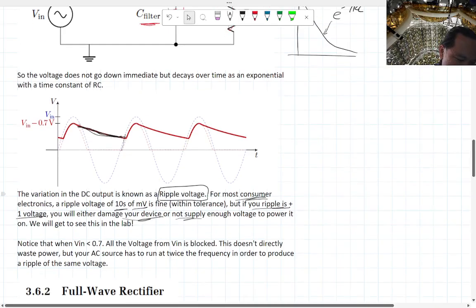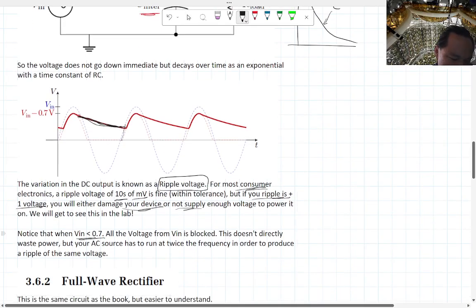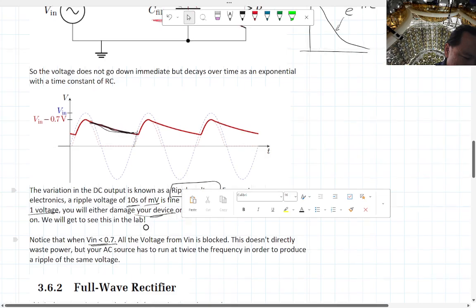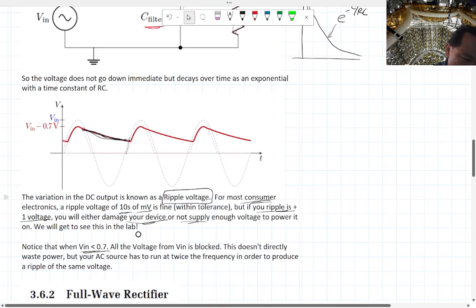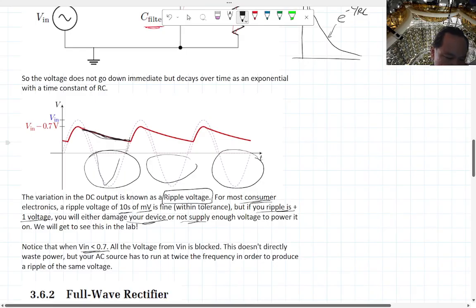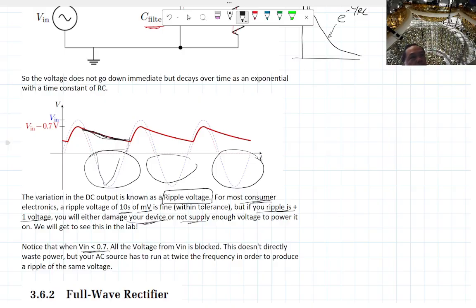But you notice that there's always going to be this 0.7 volt drop. Anything beneath 0.7 in the input, this blue line here, still gets ignored. Everything that's negative gets ignored. This doesn't directly waste power, but if you're blocking the current, basically no power is driven through the device. You're basically having to double the frequency of your Vin in order to drive the same device.